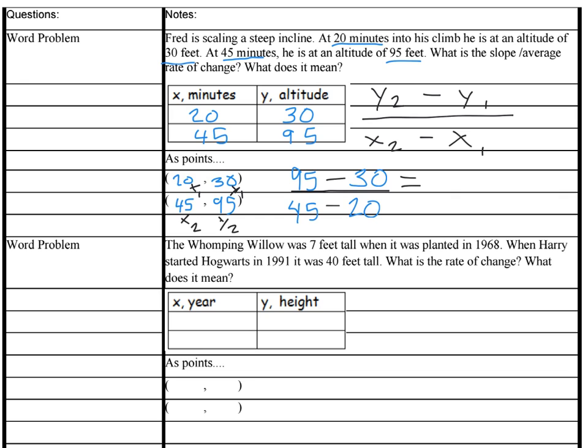So then we simplify, 95 minus 30 is 65. And 45 minus 20 is 25. And if we divide that, 65 divided by 25 in your calculator, we get 2.6. For our label, we can look and see 95 and 30 were in the altitude, which was feet. So the first part is feet per, and then the second part, 45 and 20 were here, so it's minutes. So he's climbing at 2.6 feet every minute.